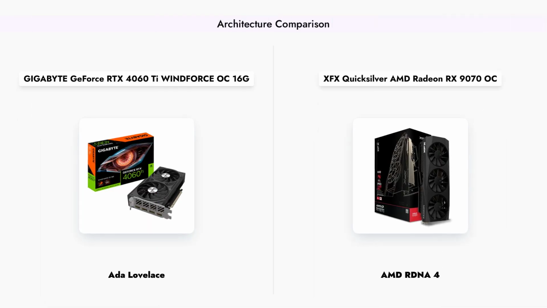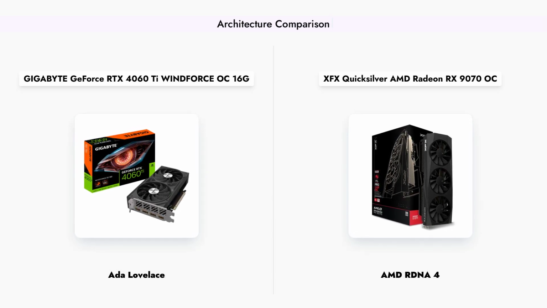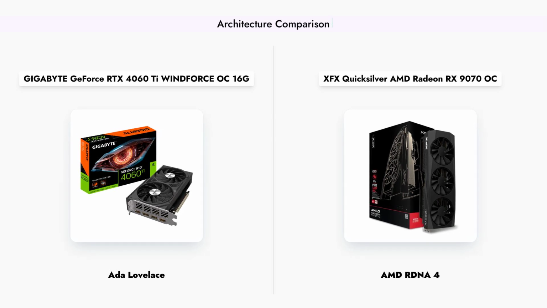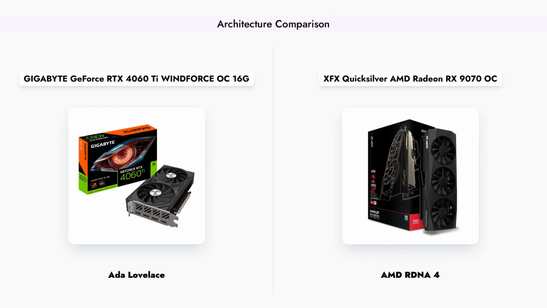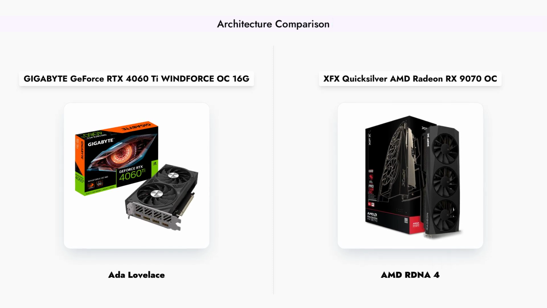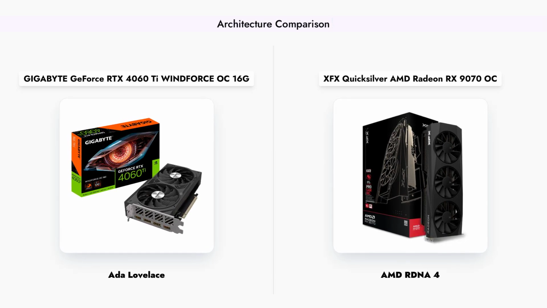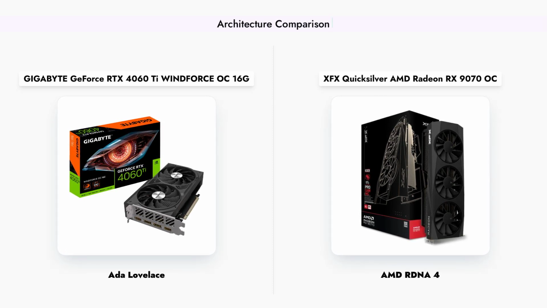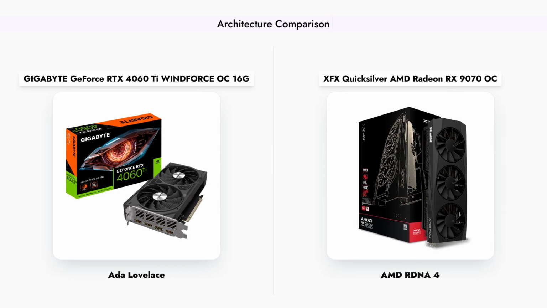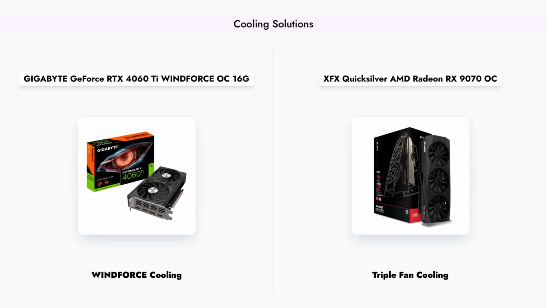The GIGABYTE GeForce RTX 4060 Ti is built on NVIDIA's Ada Lovelace architecture, which is known for its efficiency and support for advanced features like DLSS 3 and ray tracing. In contrast, the XFX Quicksilver RX 9070 utilizes AMD's RDNA 4 architecture, which offers impressive performance and power efficiency. Both architectures are designed to deliver high-quality gaming experiences, but they cater to slightly different preferences in terms of performance and features. Cooling is crucial for maintaining performance during intense gaming sessions.